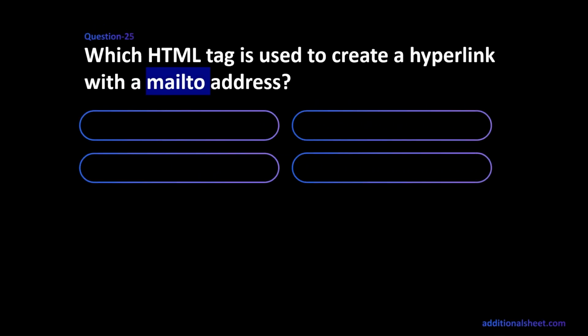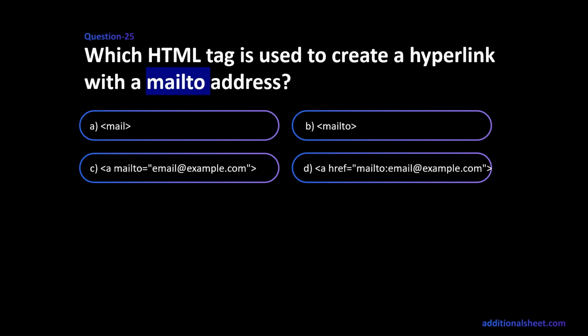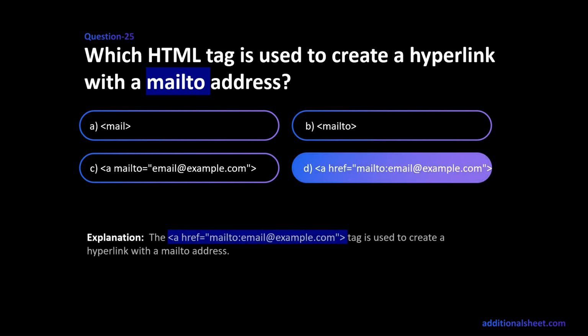Q25. Which HTML tag is used to create a hyperlink with a mailto address? Options are: A. Mail, B. Mailto, C. A mailto equals, and D. href. The correct answer is option D. The href equals tag is used to create a hyperlink with a mailto address.